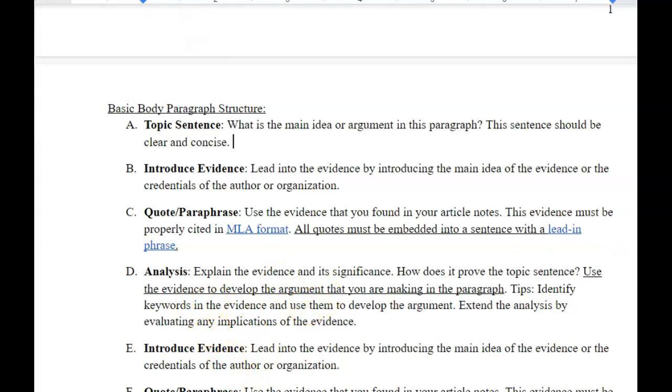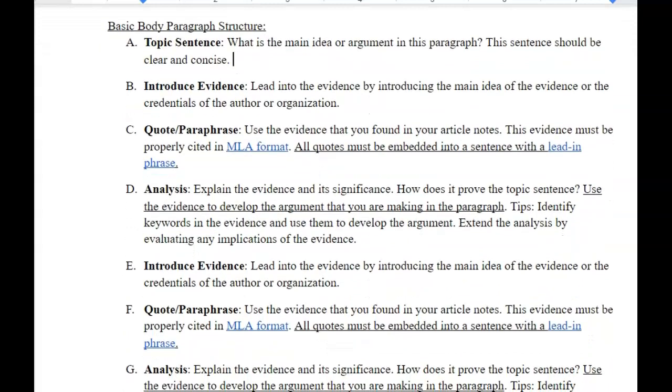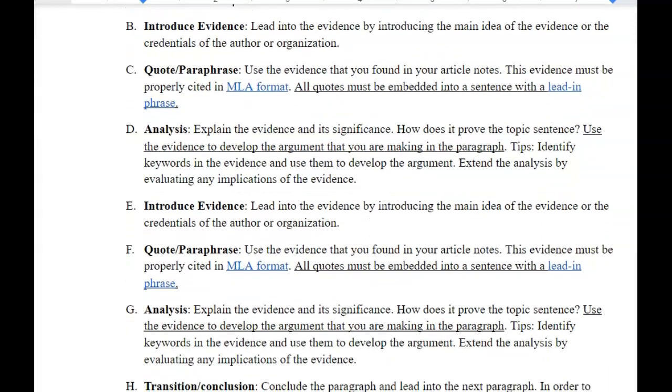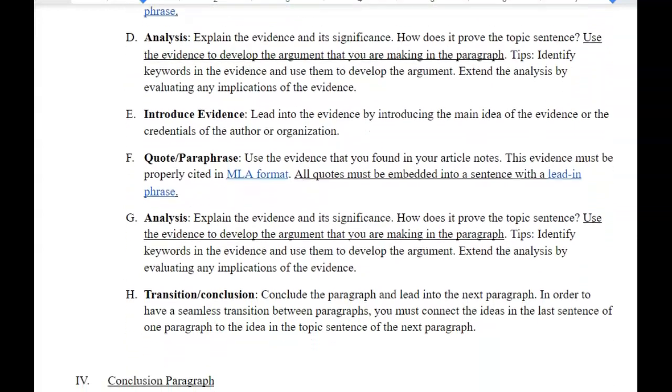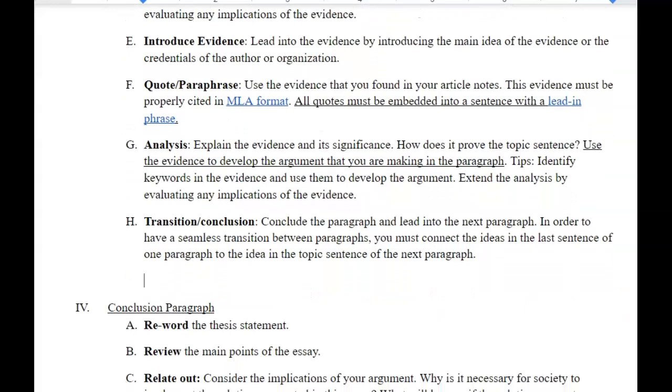Analysis: explain the evidence and its significance. Make sure you're introducing the evidence again, a quote or paraphrase, then more analysis, and then transition and concluding your paragraph. That's very important. Make sure you end the thought, you've proved that part of your thesis, and you move on to the next part. That's why we call it the T, the transition conclusion.